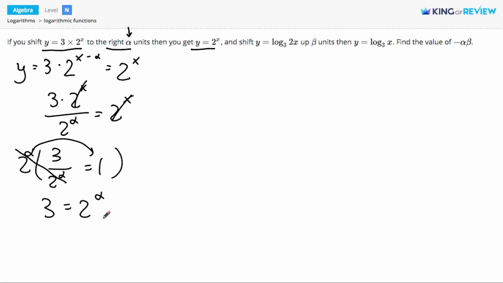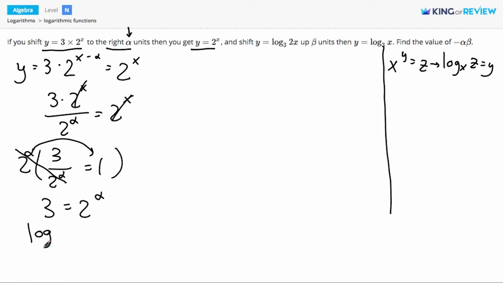Now I'd like to solve for alpha, since I know I'm going to need to use it eventually to find negative alpha times beta, so I need to get rid of the 2. To do this, we can use a log. On the right here, let's put an important property of exponents and logs. If we have some number x to the power y, and that's equal to z, this is the same thing as writing the log base x of z equals y. So if I have 2 to the alpha equals 3, that's the same thing as writing log base 2 of 3 is equal to alpha. So now I've solved for alpha.